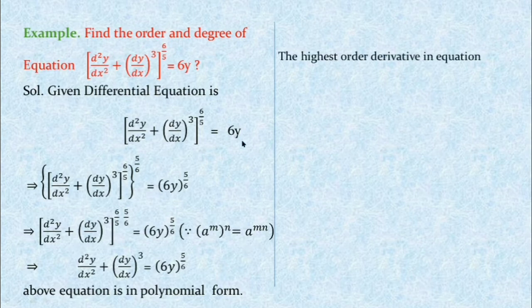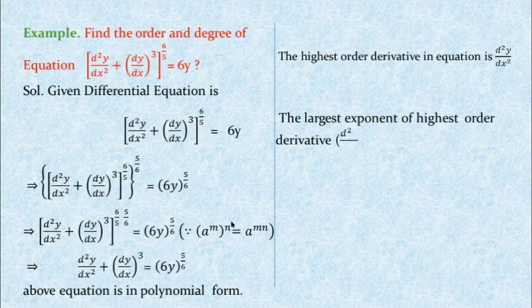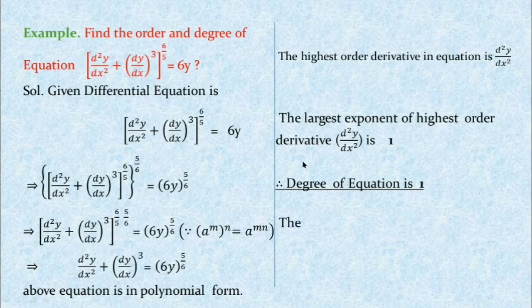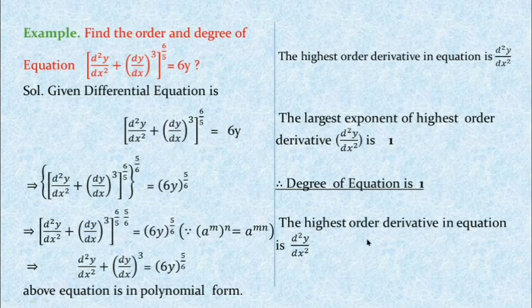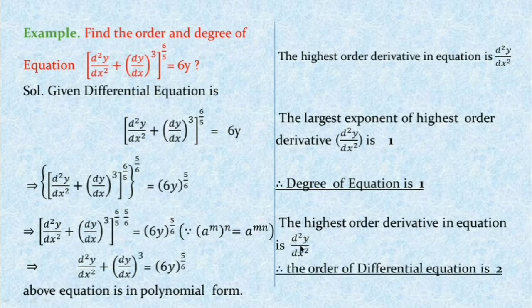Now the highest order derivative in this equation is d²y/dx². So the largest exponent for this highest order derivative is 1. There is only one d²y/dx², that is 1, the largest exponent of the highest order derivative. So that's why the degree is equal to 1. And now we go to order. What is the order of the differential equation? It is the order of the highest order derivative. Which is the highest order derivative? This is the highest order derivative. Now the order of this derivative is 2. So the differential equation order is also equal to 2.